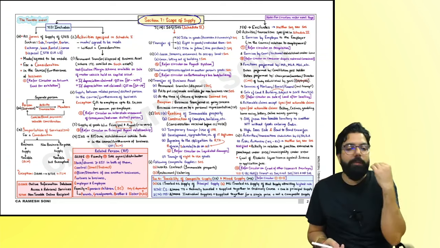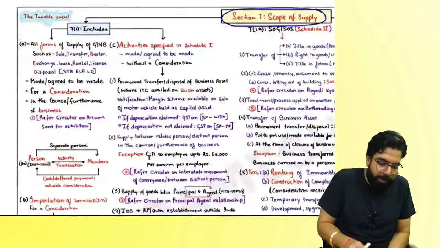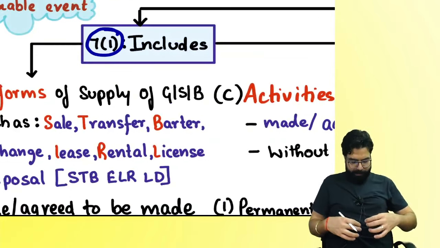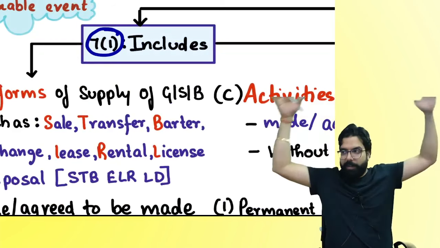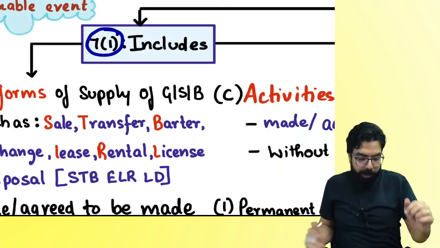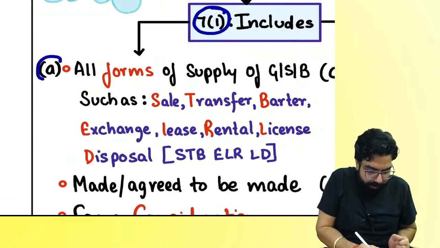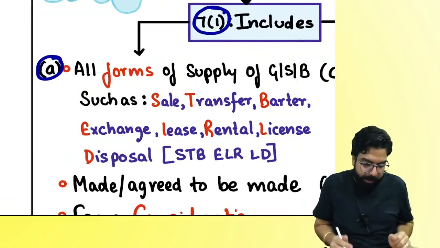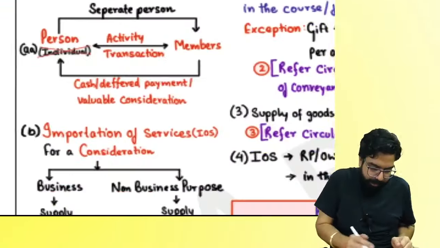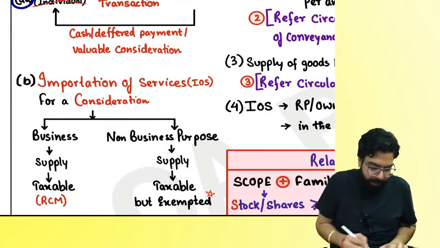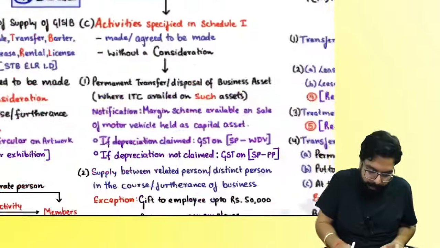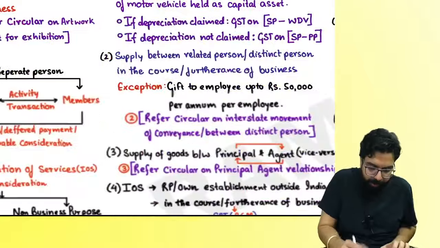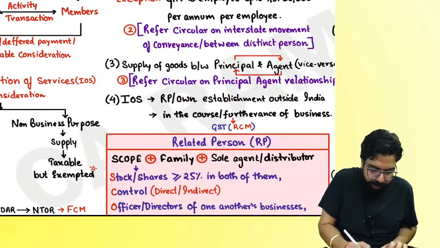Are we clear? Section number 7 is divided into section 7(1). I'm giving you an overall picture of section number 7 first. Okay, everyone? Now, section 7(1) has 7(1)(a), 7(1)(aa), 7(1)(b), and section 7(1)(c), which has 4 points: a, 1, 2, 3, 4.